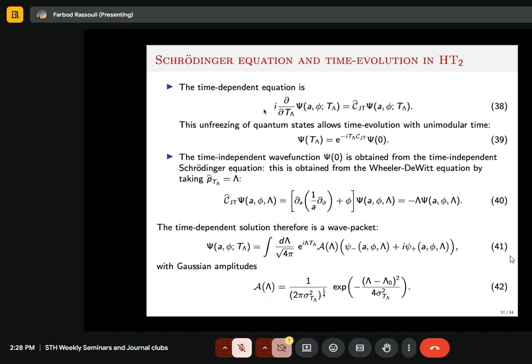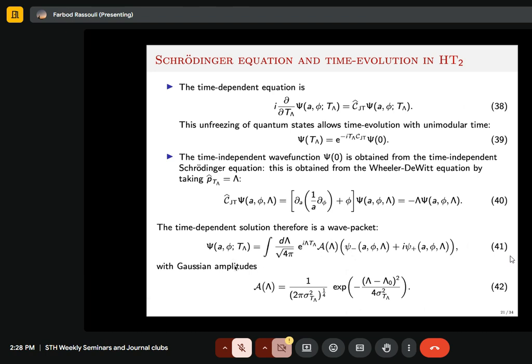So now we have a Schrödinger equation and time evolution, as I said. So we can basically write the general psi. I wrote it in equation 41 very quickly, where basically A lambda is the Gaussian amplitude. We have the freedom to have this Gaussian amplitude, and these little psi's are the classical solution of JT gravity.